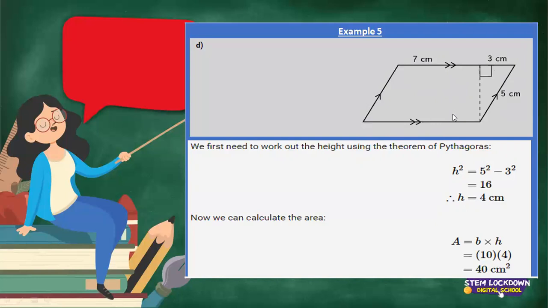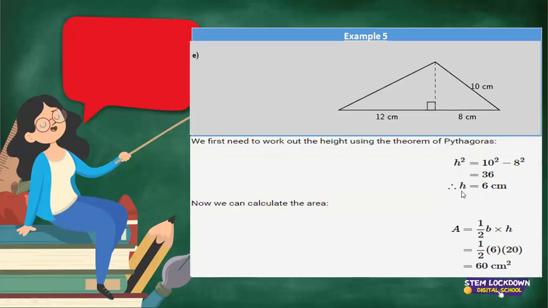Okay. So we first need to work out the height using the Pythagoras theorem. 5 squared minus 3 squared is 16, the root of 16 is 4, because this was h squared. So height is 4. Now we find the area, area equals the base times the height. The base is 10, the height is 4, 4 times 10 is 40 centimeter squared. Okay.